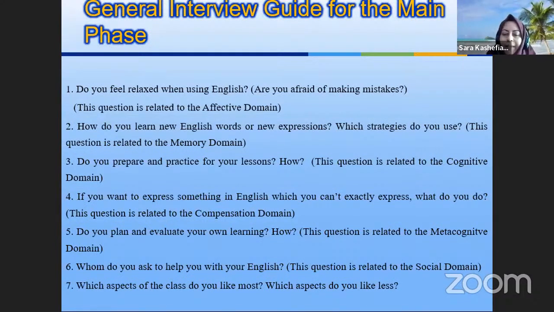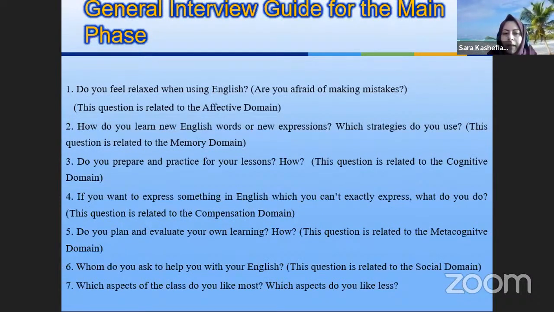For the main phase of the interviews, we refined the questions. Of course, the students provided different answers. One of the questions was: do you feel relaxed when using English? It means, are you afraid of making mistakes? This question is related to the affective domain, being relaxed, being afraid. So, affective domain.